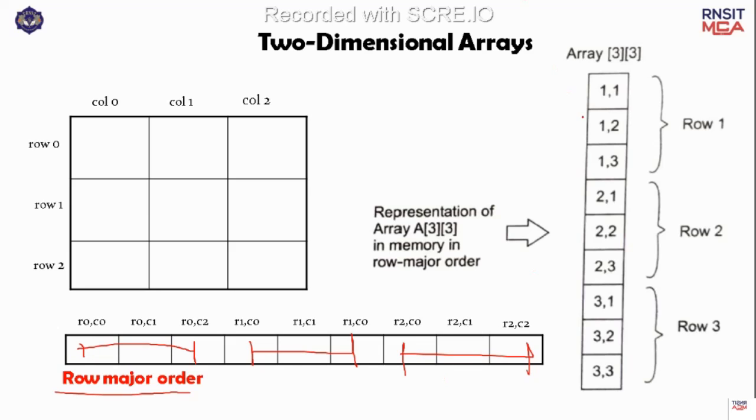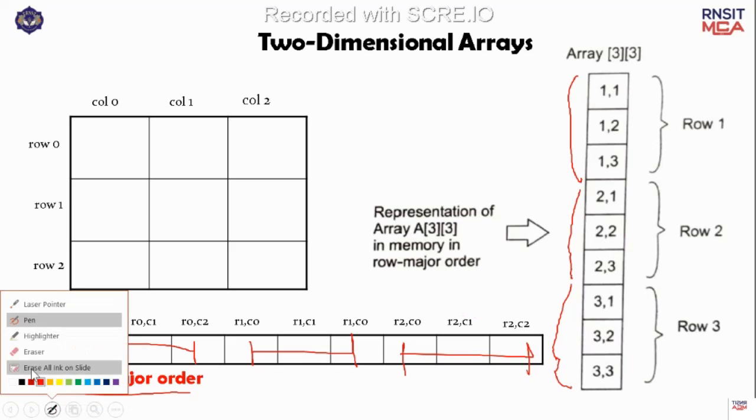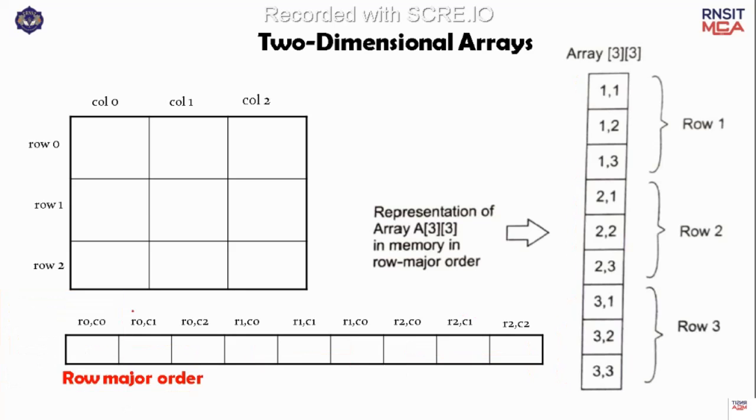Same way in the memory, sequentially, if it is represented in the memory as an array, first row, next second row, and third row are stored. Of course, this is a row major representation. So that is what we have to understand.